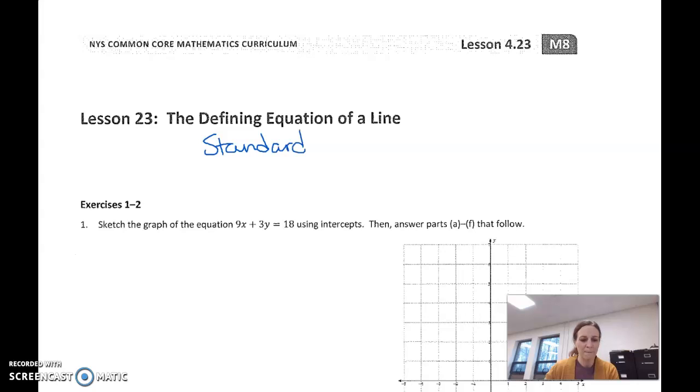Standard form, I guess it's just the defining equation of a line. It's how we can write linear equations. No, it's not the best way maybe to graph it, but it's a form we can put everything in and then compare things. And that's what we'll be doing in this lesson.